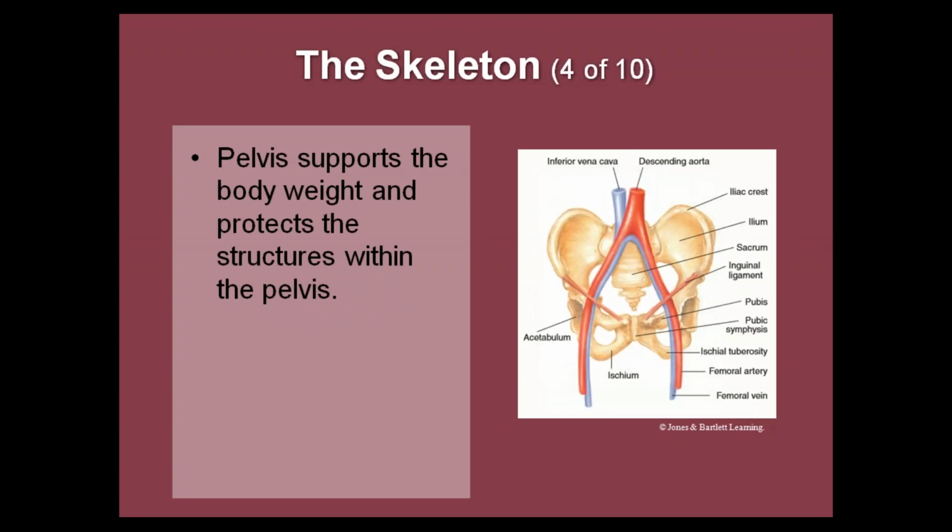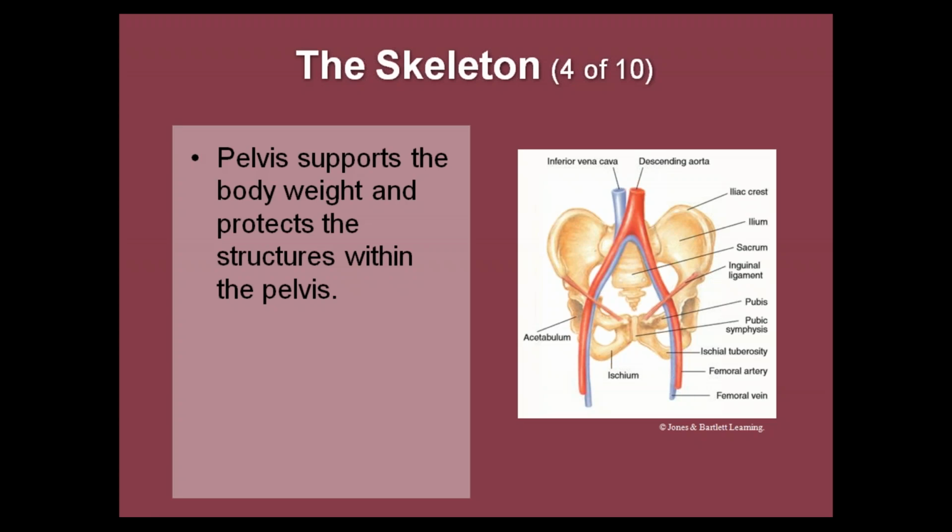The pelvis supports the body weight and protects the structures within the pelvis. And we all know that there's major vessels that run through the pelvis, which damage to that pelvic bone can cause some serious, significant bleeding and other issues within the organs that are within that area. The pelvis has two iliac bones that are joined posteriorly by ligaments to the sacrum at the sacroiliac crest.